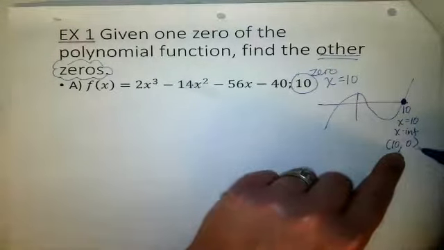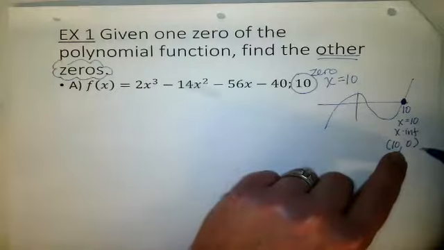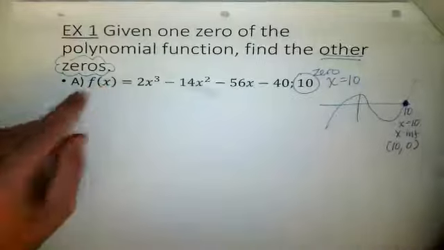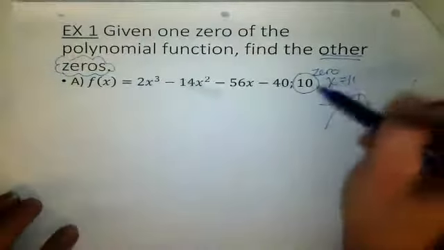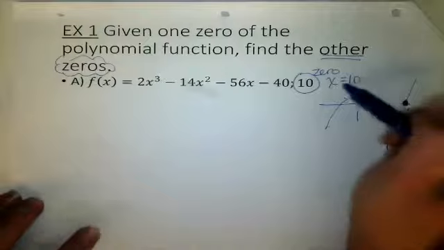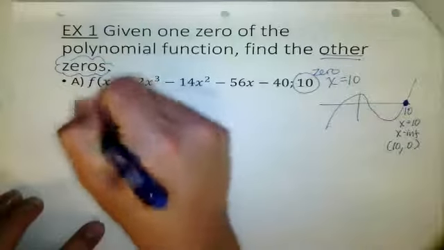It's a 0 for the y value, and that's why it's called a 0. So when we set it equal to 0, what we're going to do is take our solution, our 0, and use that in synthetic division.